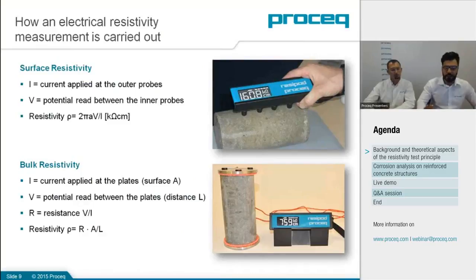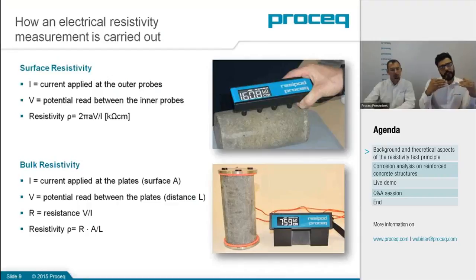Now, I'm sure there will be more, but if we were to generalize the electrical resistivity tests, we can put them in two sides. First method of testing is the surface resistivity test, when the current is applied in the outer probes, and the potential is measured and read between the inner probes, and based on the spacing between our probes, the resistivity is calculated.